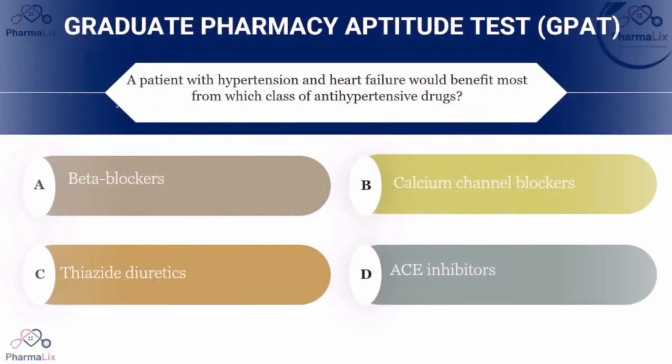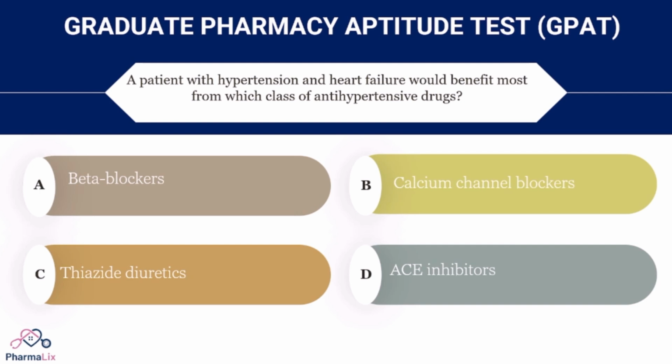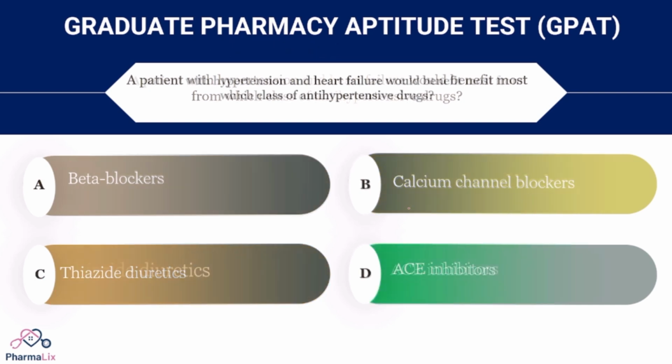A patient with hypertension and heart failure would benefit the most from which of the following classes of antihypertensive drugs? Here the patient has elevated blood pressure plus heart failure. So which drug should be given? Is it going to be beta blocker? Maybe. Calcium channel blockers? Maybe. Thiazide diuretics? No, sir, because in heart failure, thiazide or any diuretic is not prescribed. ACE inhibitors? Maybe. So the correct answer here would be ACE inhibitors.